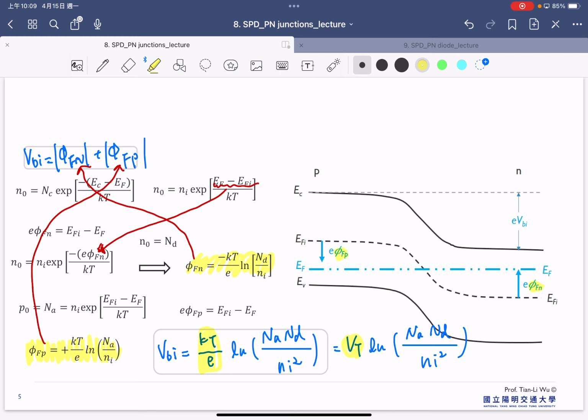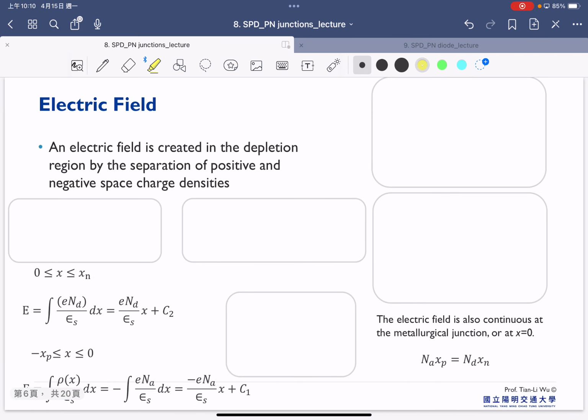Okay, so now we understand there's a built-in potential inside this space charge region. And for engineers like us, for sure the next thing we will be interested in is the electric field. Once you have the voltage, you have the potential, of course the next step is to further calculate the electric field. The calculation is also very simple. So we start from the very basic equation, what we call the Poisson equation.